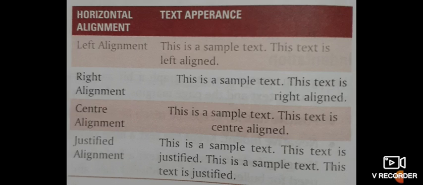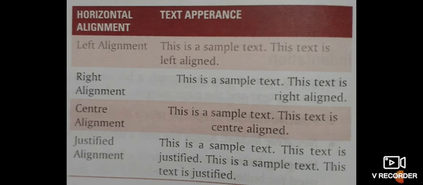In left alignment, the text is aligned with respect to the left margin. This is the default alignment of a word processor. It means the left margins are equal and the right margins are unequal, as shown here in the video. Next is right alignment. In right alignment, the selected text is aligned with respect to the right margin, which means the right margins are equal and the left margins are unequal.